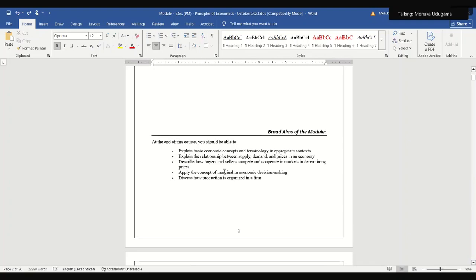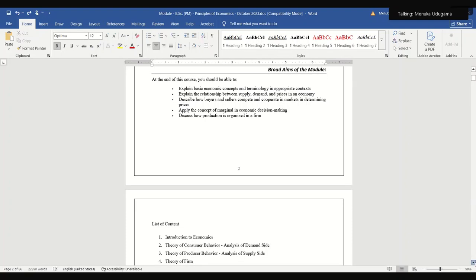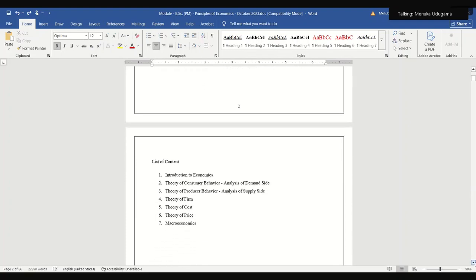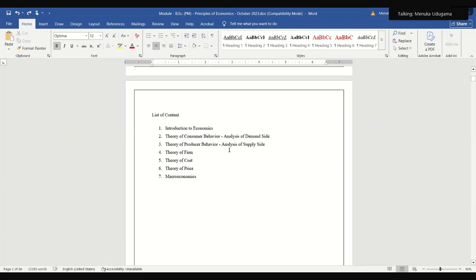You should be able to explain the basic economic concepts, terminology, and the relationship between supply, demand, and prices, and be able to understand and apply what you've learned into understanding practical problems that you see or observe in the economy. So the list of content today: we will be looking at an introduction to economics, and then we will look at the demand side, the supply side, the theory of the firm, cost theory, market equilibrium, different types of markets under the theory of price, and then macroeconomic variables.